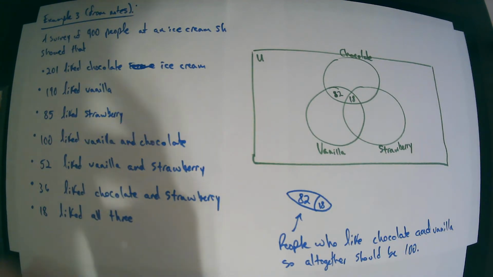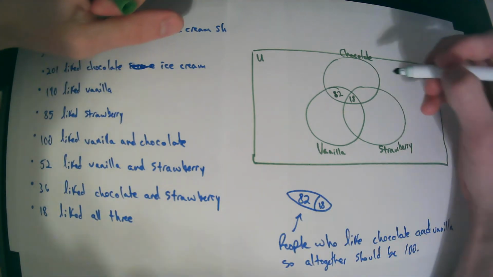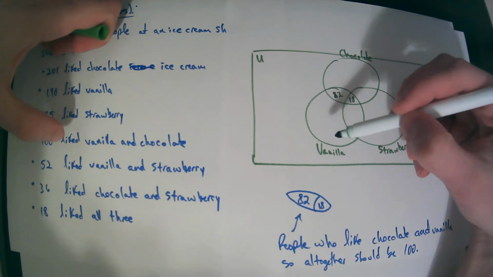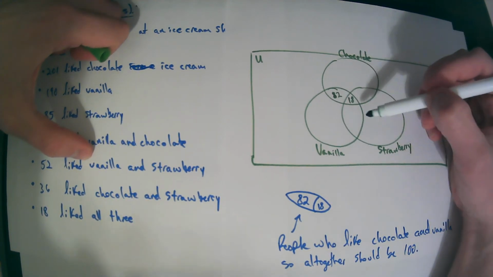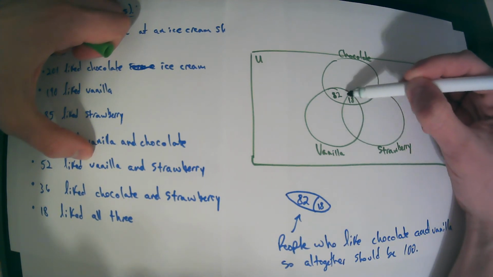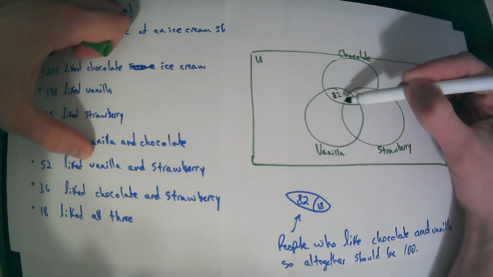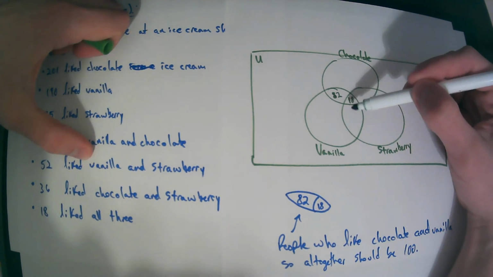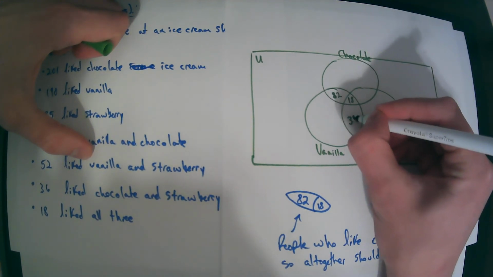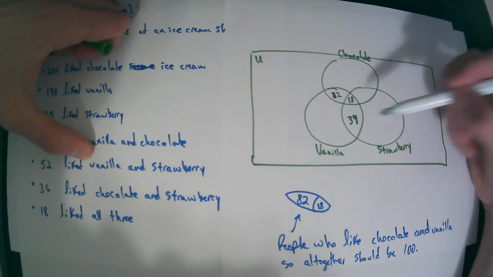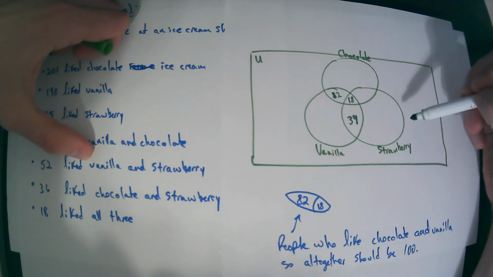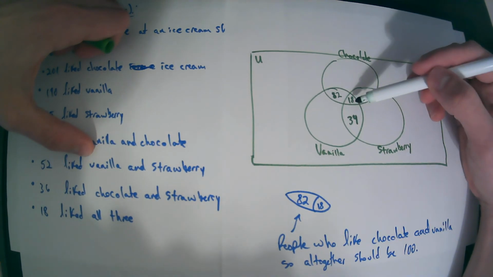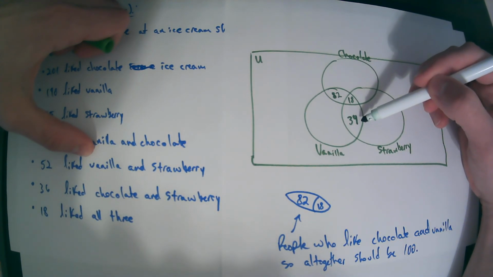So let's keep that idea going with this spot, chocolate and strawberry. I'm going out of order here. Let's do vanilla and strawberry. Okay, vanilla and strawberry. So 52 altogether in this intersection of vanilla and strawberry. 52. But 18 of them already live here. So that means that there should be 34 people in this position who like vanilla and strawberry but not chocolate. So altogether 52 people like vanilla and strawberry, the 18 that live here and the 34 that live here. Okay.